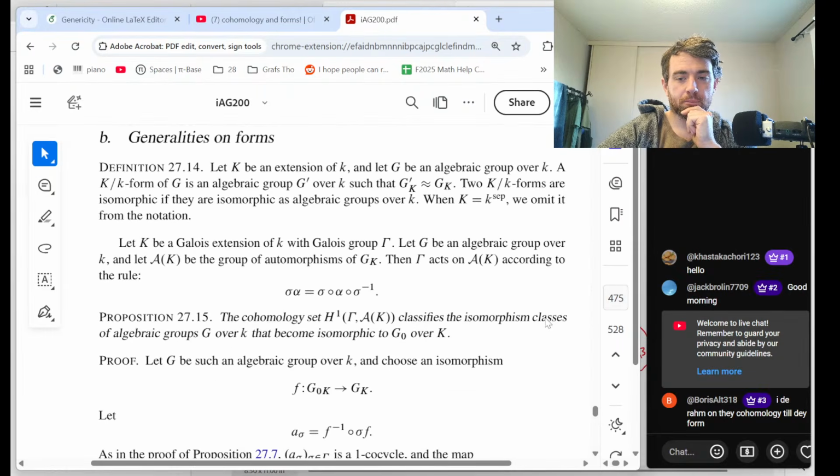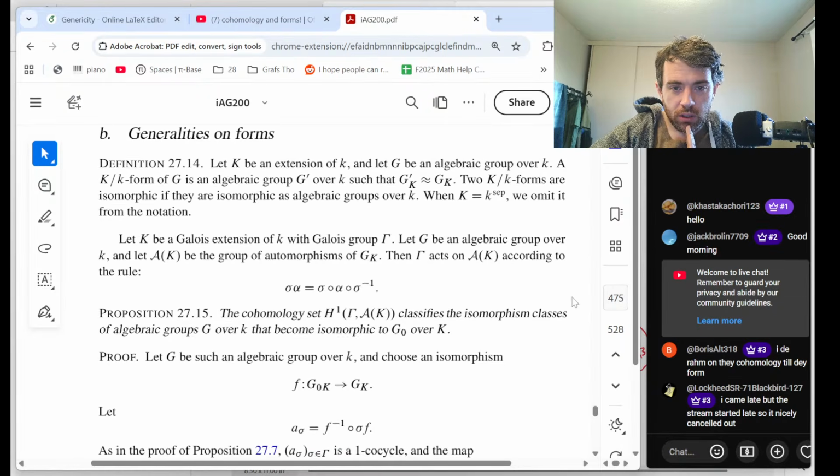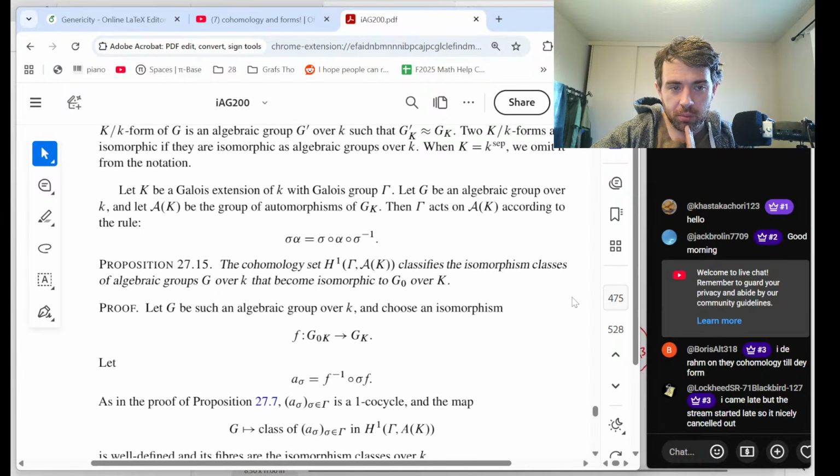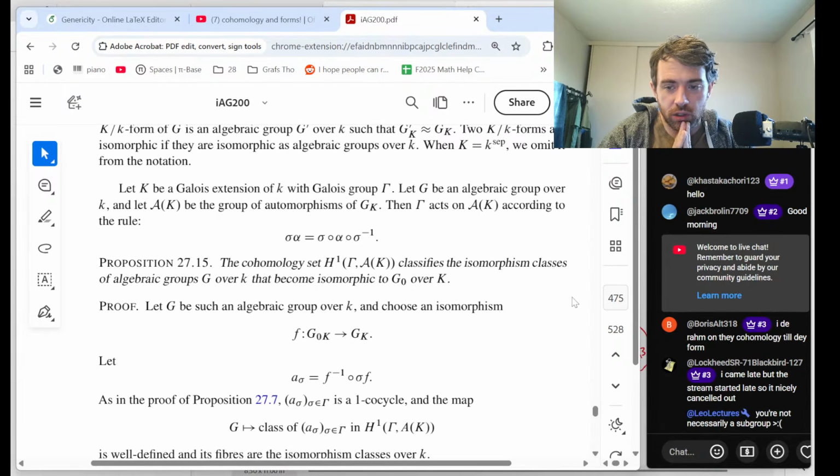Okay. So, K is an extension. We have an algebraic group over K. A K-form is a group that, if we extend to big K, they become isomorphic. When K equals the separable extension, we omit it from the notation.